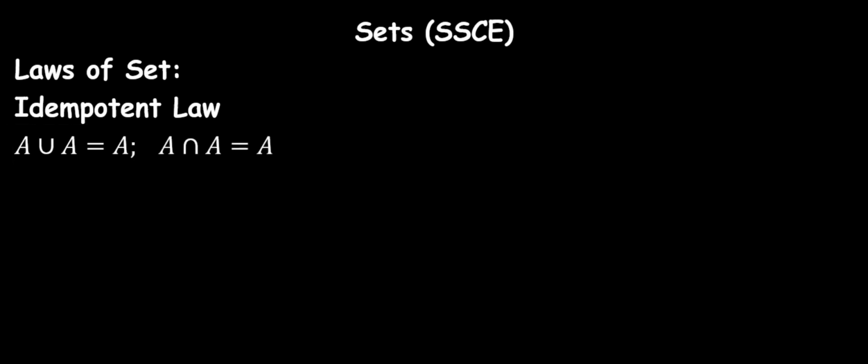What this law simply says is that any given set A joined with itself is the same thing as A. And any given set A intersecting with itself is the same thing as A.